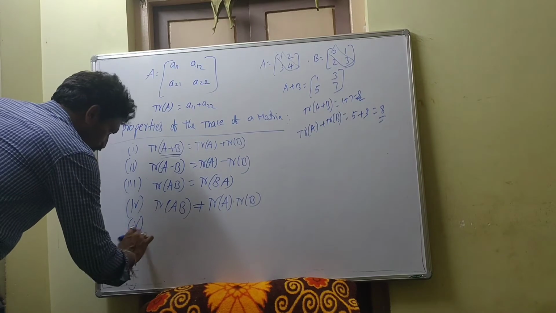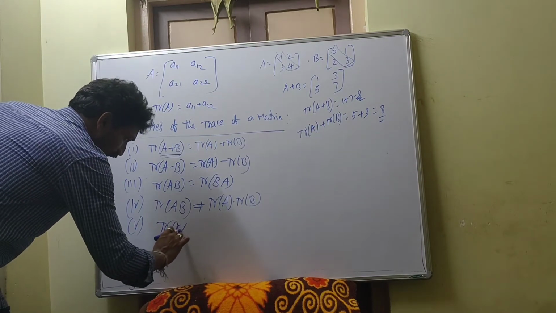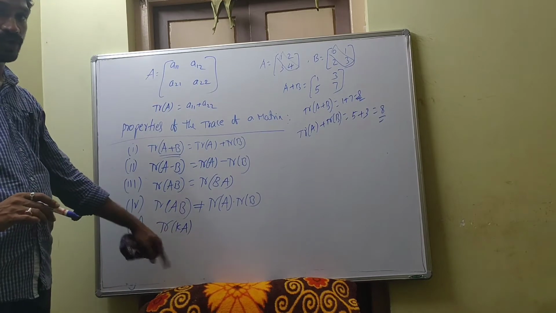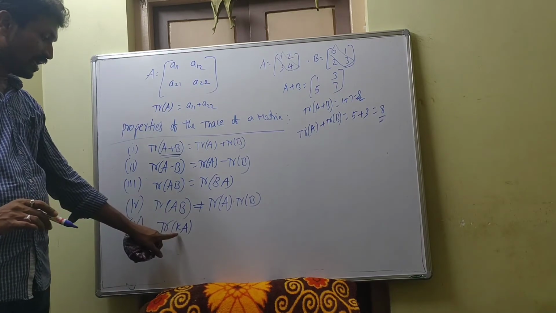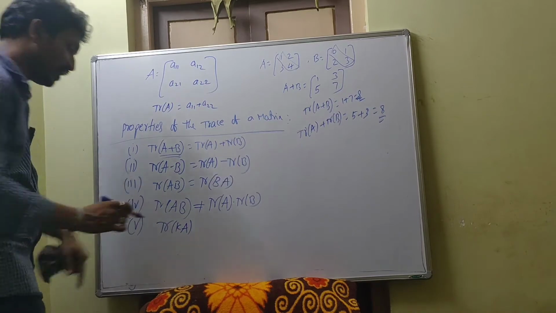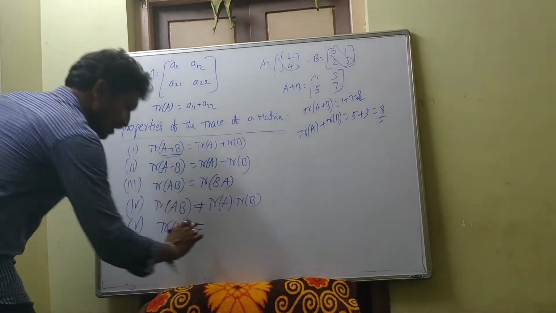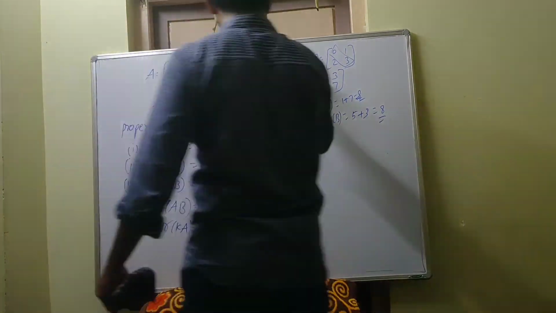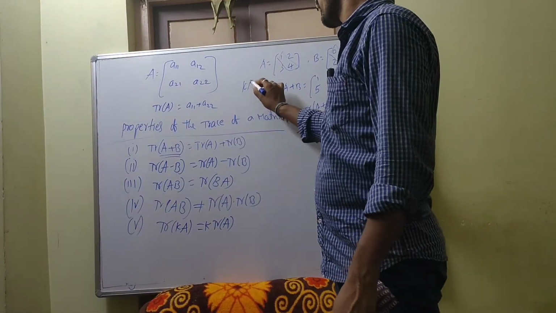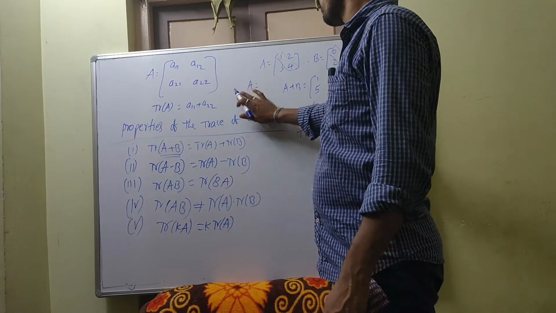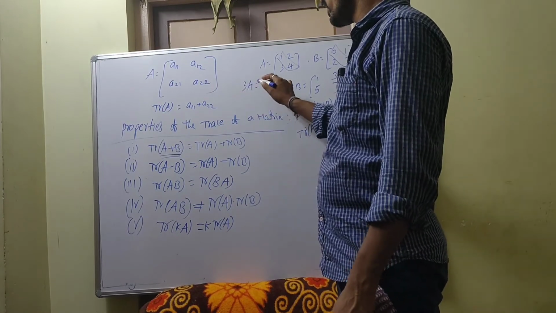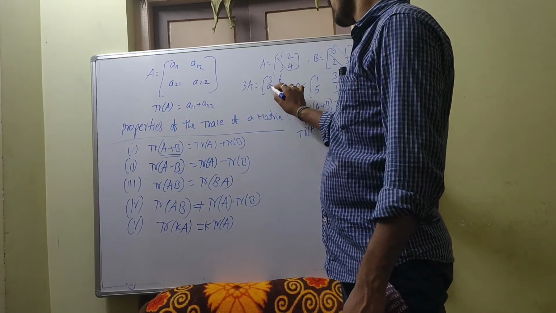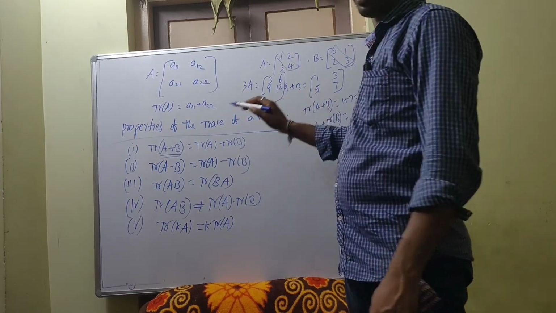Next, fifth one. Suppose we have a scalar multiplication of the matrix A. Trace of KA, no need to multiply K to this matrix. Directly, if you want to find trace of KA, the answer is K into trace of A. See, suppose A is equal to 1, 2, 3, 4. Instead of K you take 3, so 3A. What is 3A? 3 1s are 3, 3 2s are 6, 3 3s are 9, 3 4s are 12.